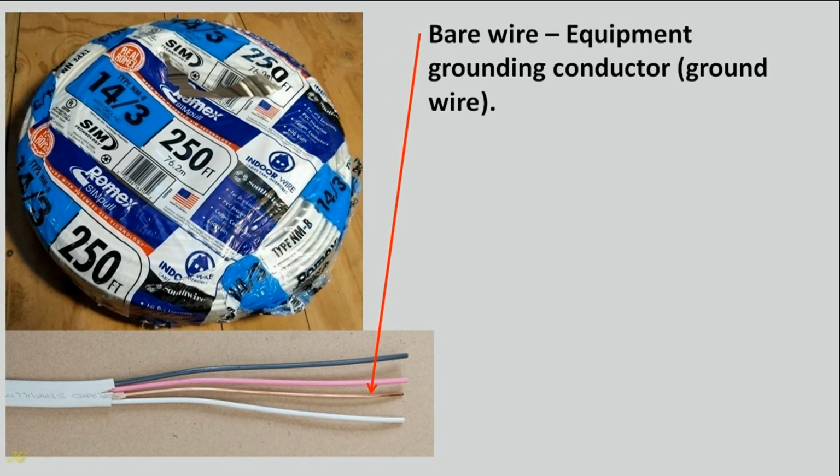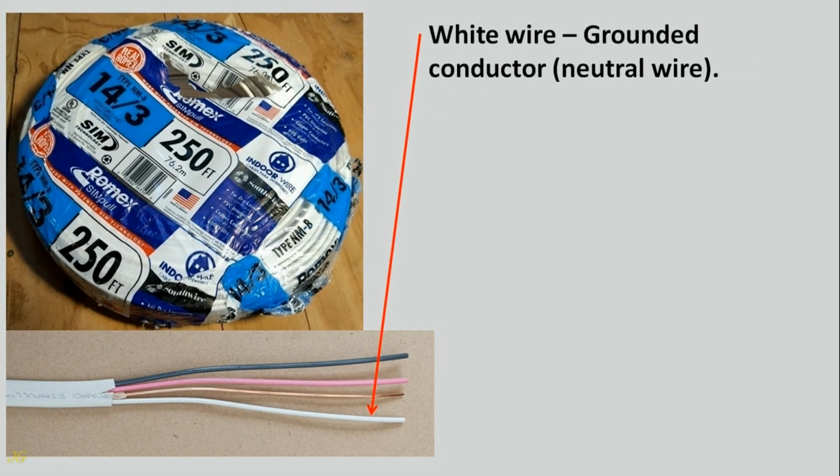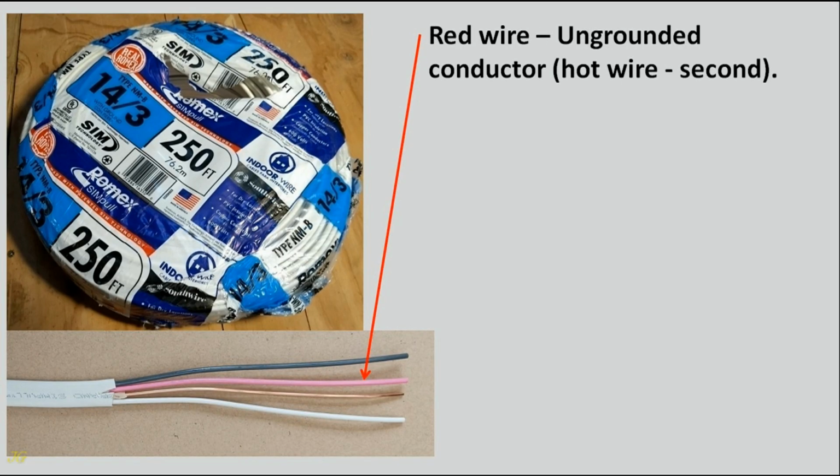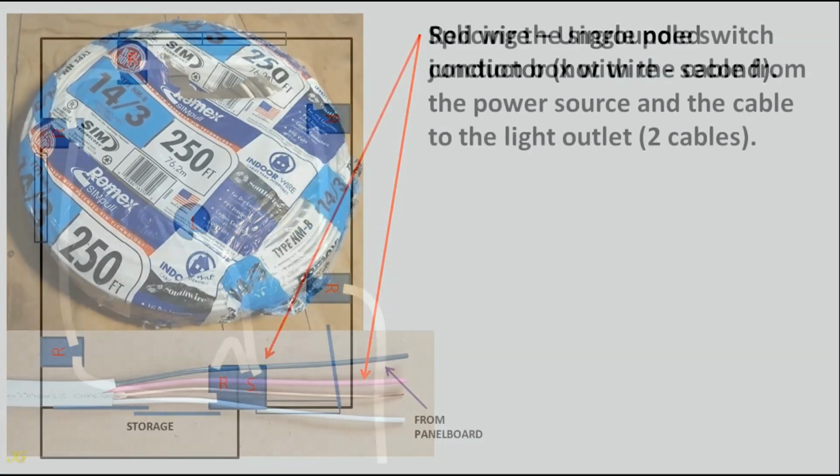Bare wire, equipment grounding conductor, ground wire. White wire, grounded conductor, neutral wire. Black wire, ungrounded conductor, hot wire. Red wire, ungrounded conductor, hot wire, second.